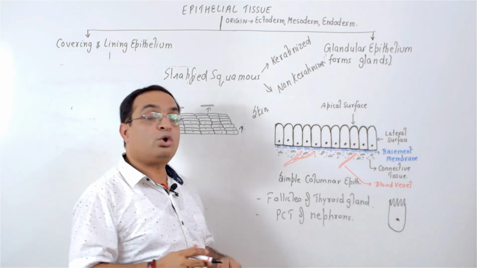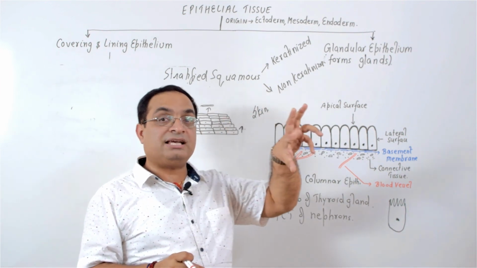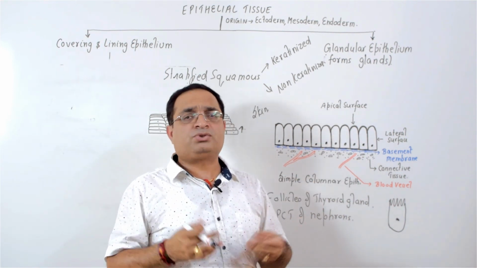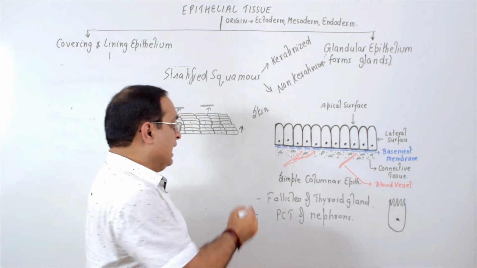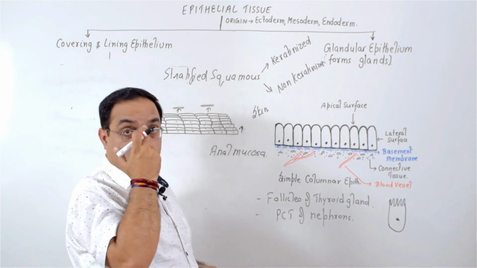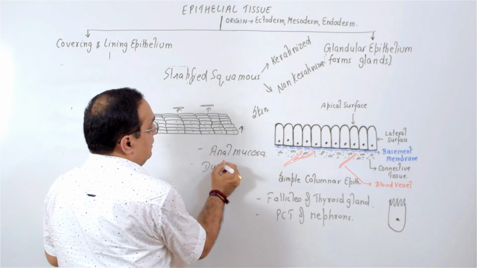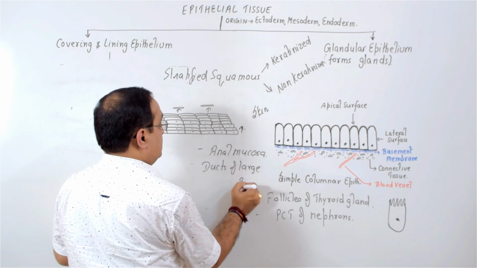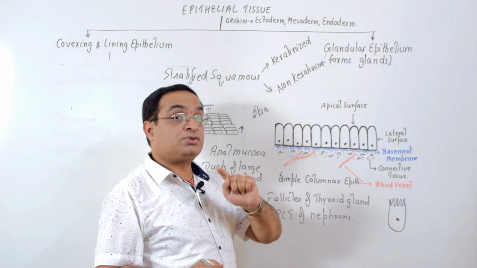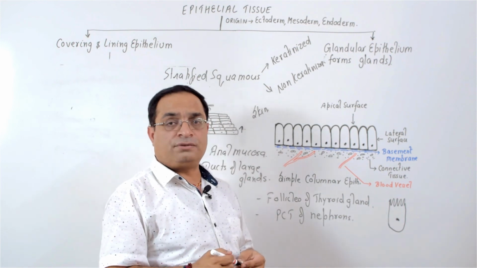Second is the stratified columnar epithelium, which has multiple layers of columnar epithelial cells. The superficial cells are columnar. The cells in the basal layers are generally cuboidal or squamous. Stratified columnar is a rare type of epithelium and it is present in anal mucosa. Similarly, the stratified cuboidal epithelium is also a rare type and it is present in the ducts of large glands. The simple cuboidal is present in the ducts of small glands. Remember, the stratified cuboidal is present in the ducts of large glands like the pancreas or the ducts of the liver.